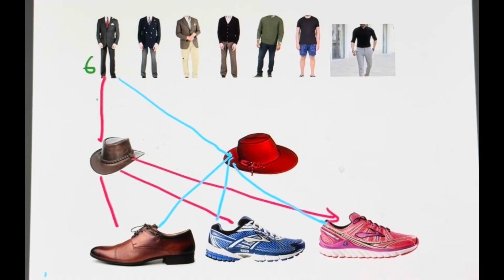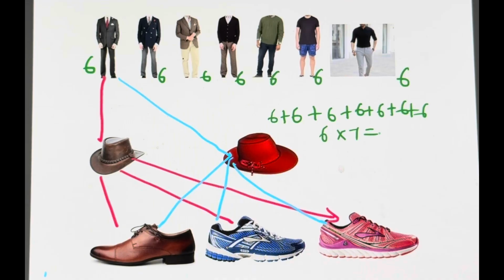If you understand with one dress, then you can easily understand with the other. So with this first dress, it is 6 possibilities. With the second also, 6, and so on: 6, 6, 6, 6, 6. He has 7 dresses, so 6 plus 6 plus 6 plus 6, you add it 7 times. So you get 6 sevens are 42. So how many types of combinations are possible? 42 types of combinations are possible.